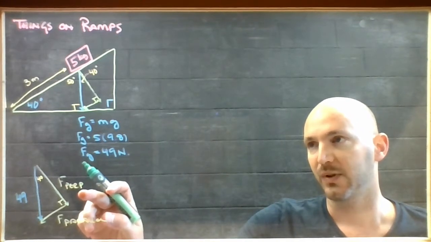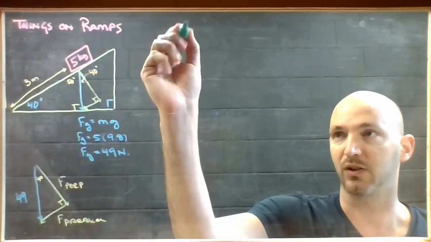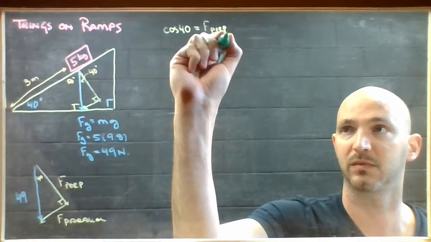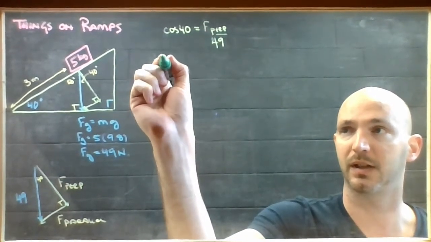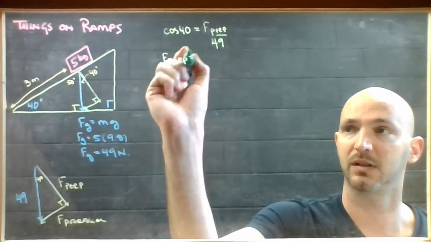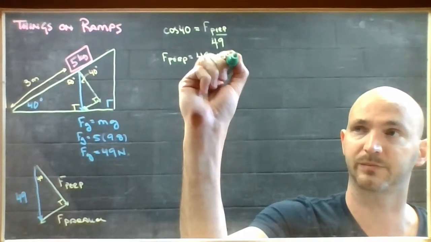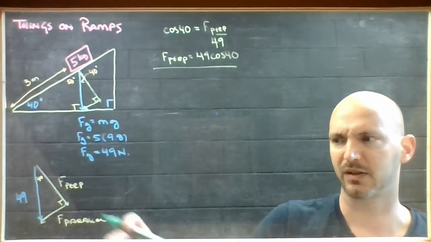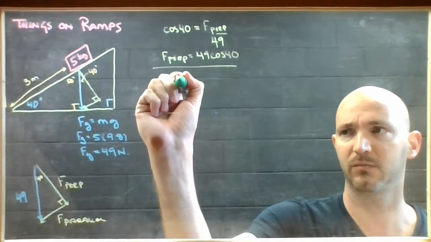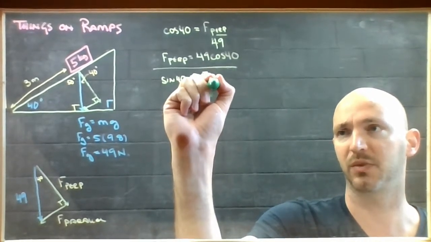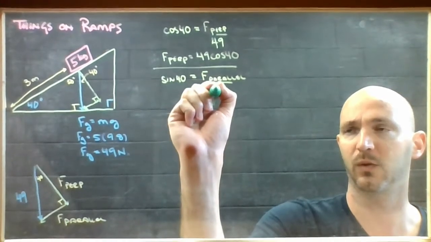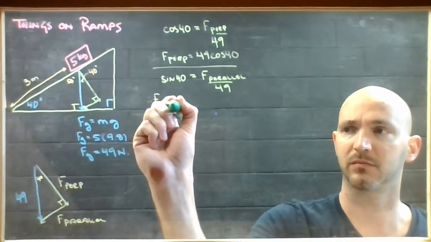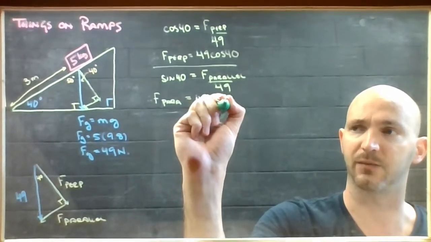This thing, perpendicular force, if it is adjacent to the 40, then cosine 40 should be the perpendicular force over the hypotenuse. Therefore, the perpendicular force is equal to 49 cos 40. And the parallel force is opposite the 40 degrees. So opposite over hypotenuse is a sine. So sine 40 should be the parallel component over the full force of gravity. And so the parallel force then would be 49 sine 40.